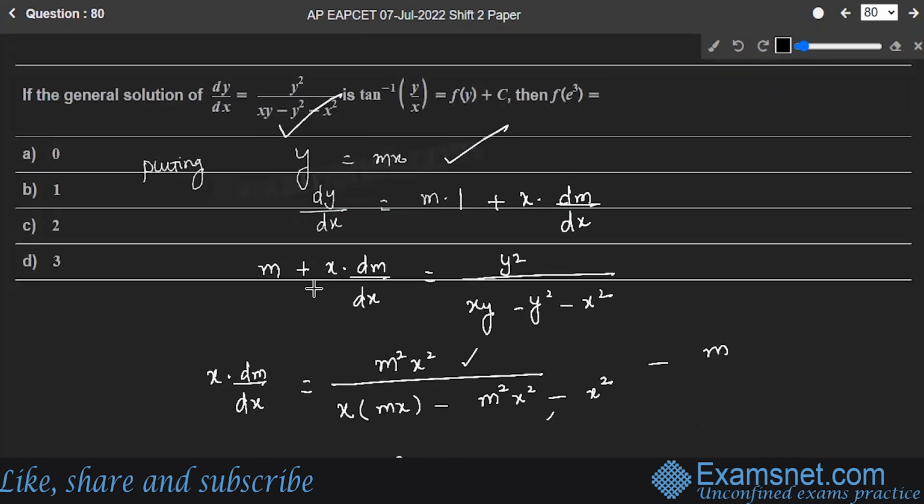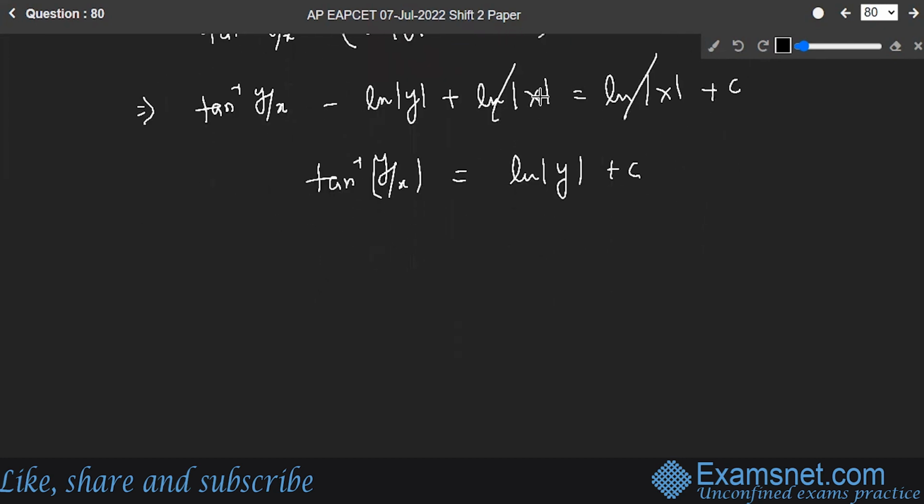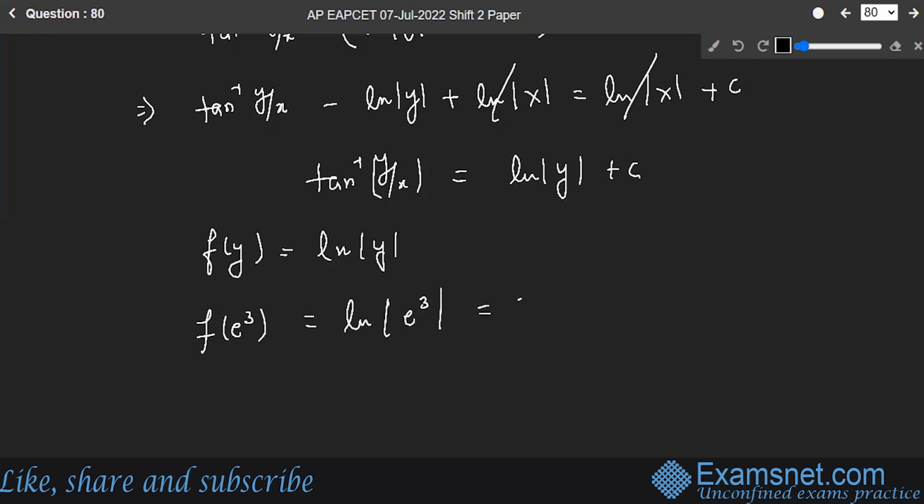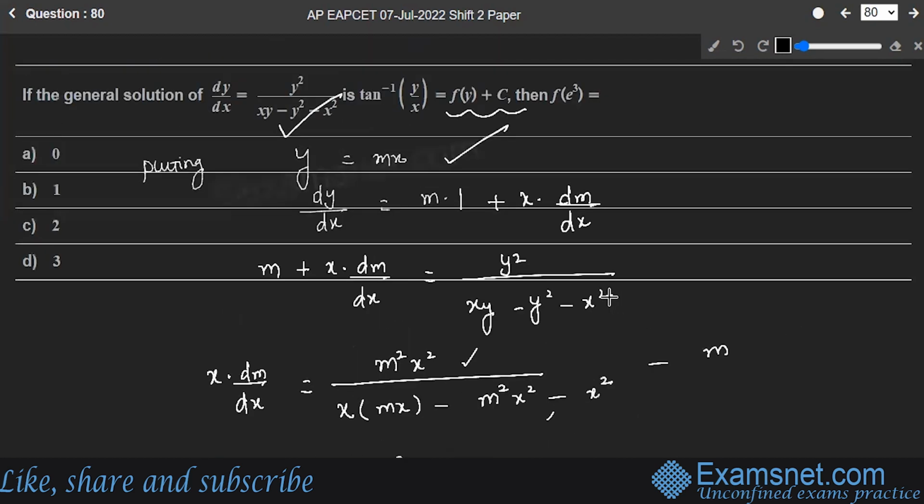This is given to you as some f of y plus c. That means your f of y is nothing but the natural log of y. And what will be f of e raised to power 3? This is what we were asked in the question. This will be natural log of e raised to power 3, which is nothing but 3. So this is the required answer to the problem. Let's check. Option D is the correct answer to this problem.